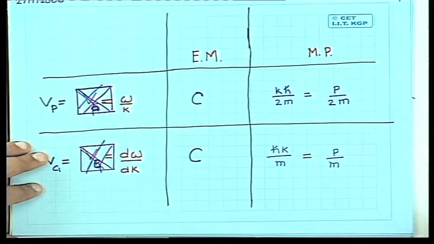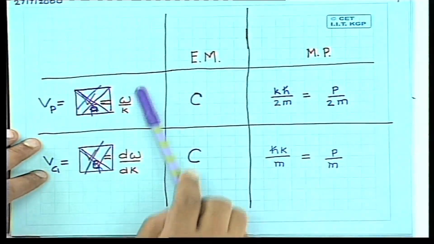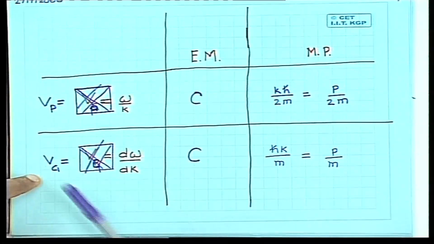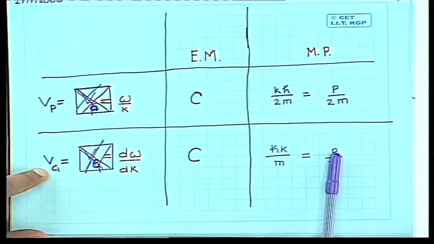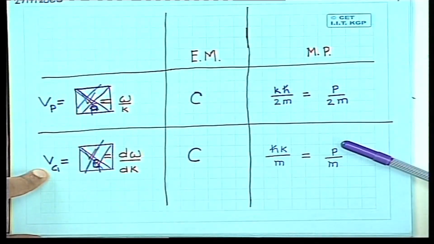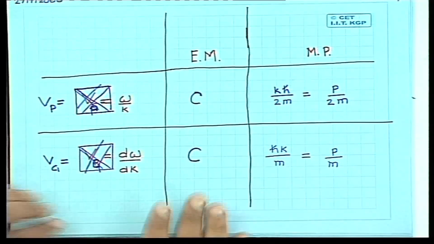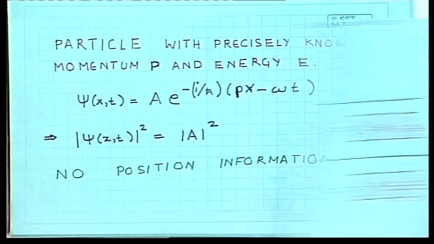And we used these to calculate the phase velocity and the group velocity. The phase velocity is defined to be omega by k. The group velocity is d omega by dk. And we found that the group velocity actually gave us the velocity of the particle, which is the ratio of the momentum to the mass. So this is all we had done in the last class.